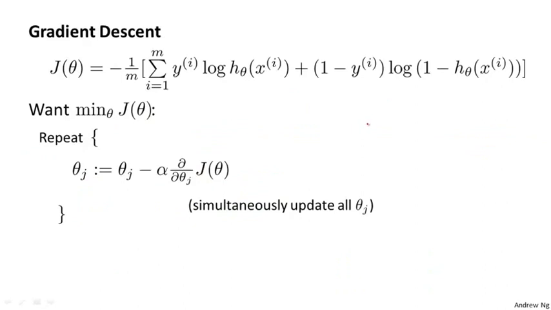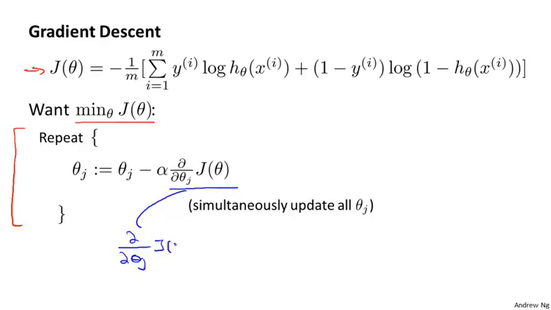The way we're going to minimize the cost function is using gradient descent. Here's our cost function, and if we want to minimize it as a function of theta, here's our usual template for gradient descent, where we repeatedly update each parameter as itself minus the learning rate alpha times this derivative term. If you know some calculus, feel free to take this term and try to compute the derivative yourself and see if you can simplify it to the same answer that I get. But even if you don't know calculus, don't worry about it.